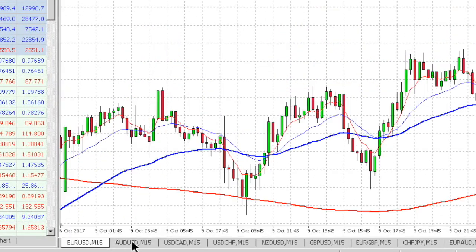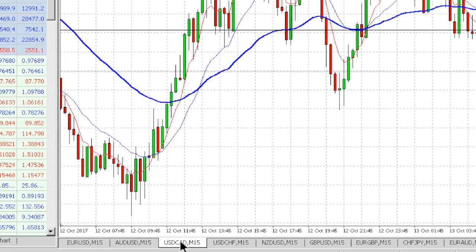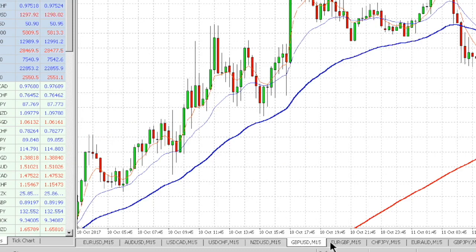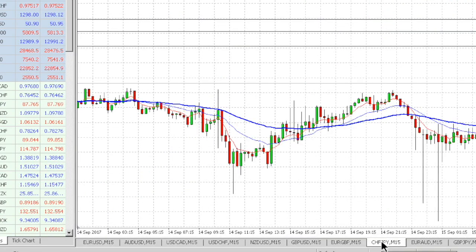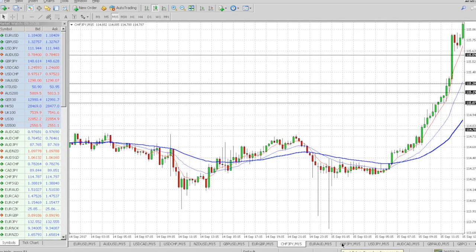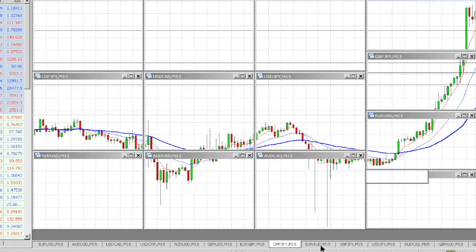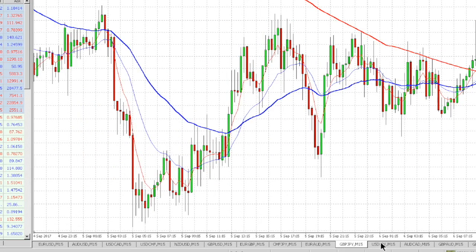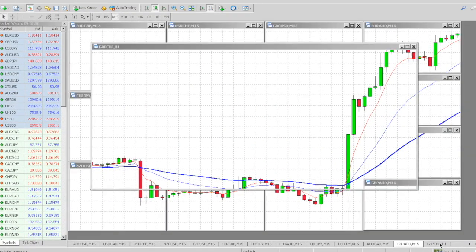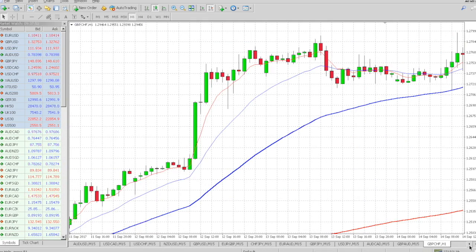So Euro USD, Aussie dollar, dollar CAD, dollar franc, New Zealand dollar, pound dollar, euro pound, franc yen. So you can see I look at almost every pair, right? Except the exotic pairs, like I don't look at Singapore dollar or Chinese yen. Euro Aussie, pound yen, dollar yen, Aussie cad, pound Aussie, and pound franc. All right, so let me see how many those are. I haven't even kept count. 1, 2, 3, 4, 5, 6, 7, 9, 10, 11, 12, 13. Yeah, I look at about 14 pairs, right?